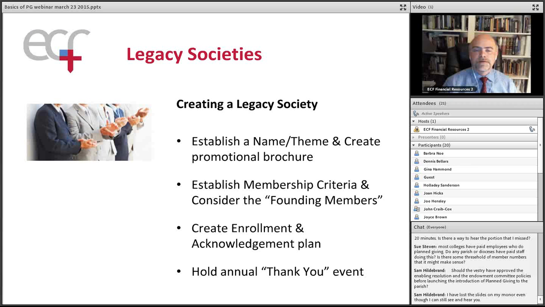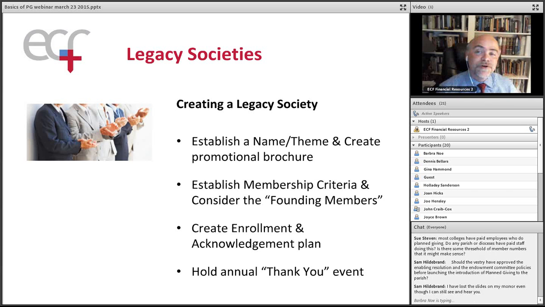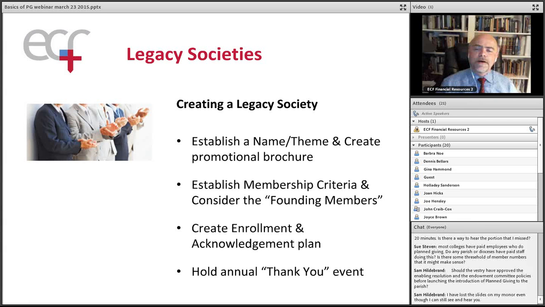up their witness. It can actually be a lot of fun creating a Legacy Society and coming up with the names and coming up with pins and things you might give to people to wear at special times during the year, so that when they wear that pin that signifies the Legacy Society, someone who doesn't know what it is can come up to them and say, well, gosh, what is that pin for?